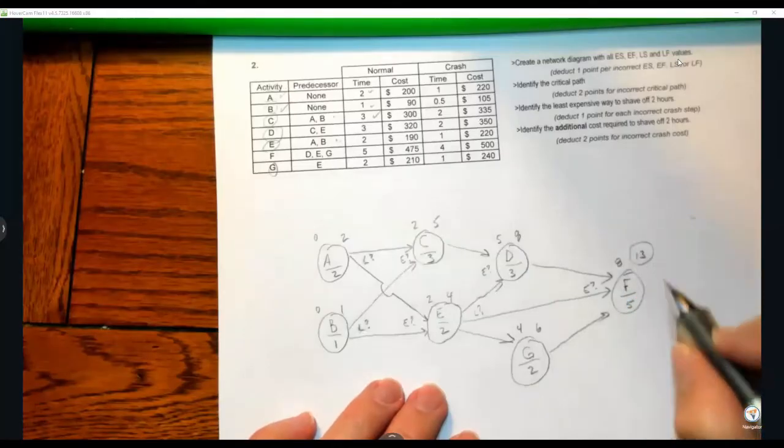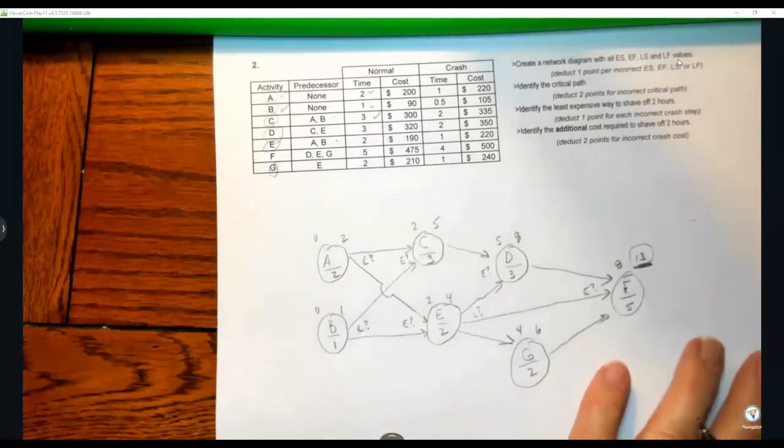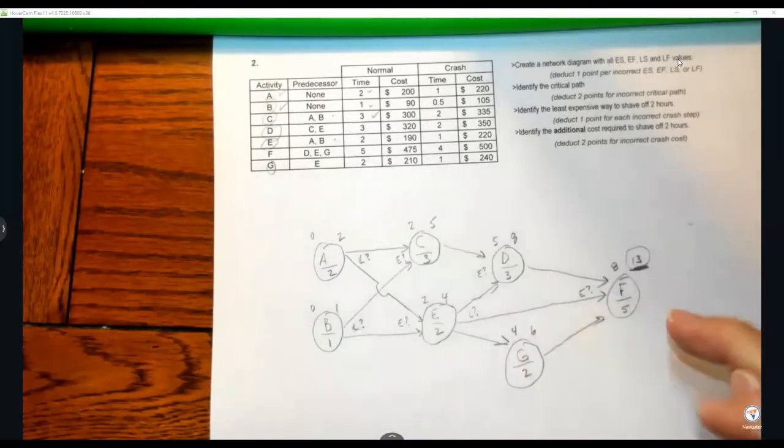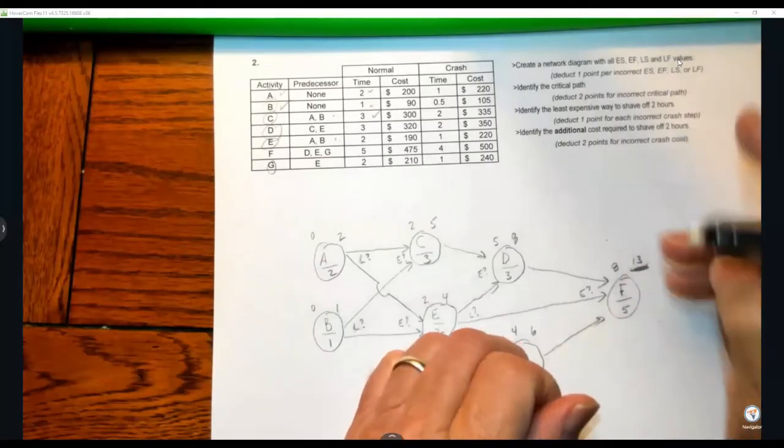By the way, remember, I shouldn't circle it, I should underline it. That's how long it takes us to process our material to finish units. Okay, 13. Don't put that circle around it. I want you to think it's a node. All right.